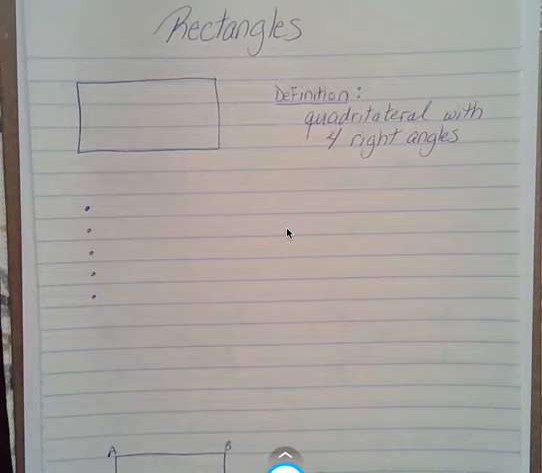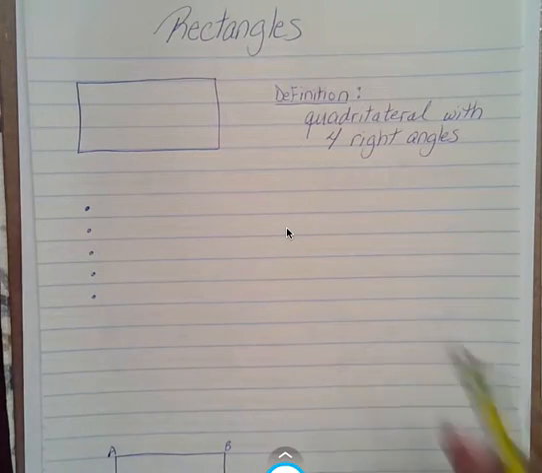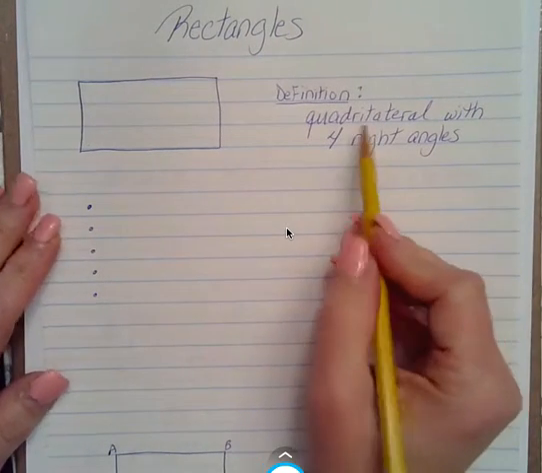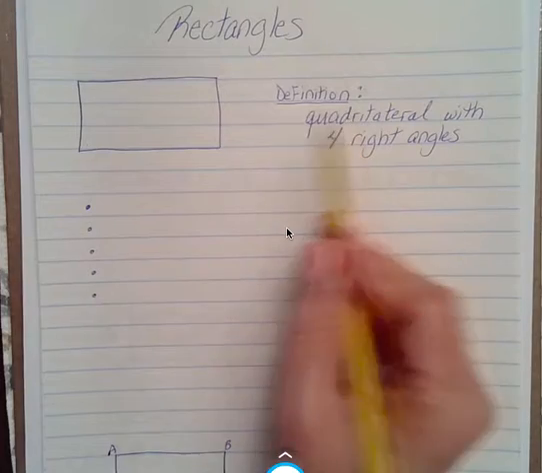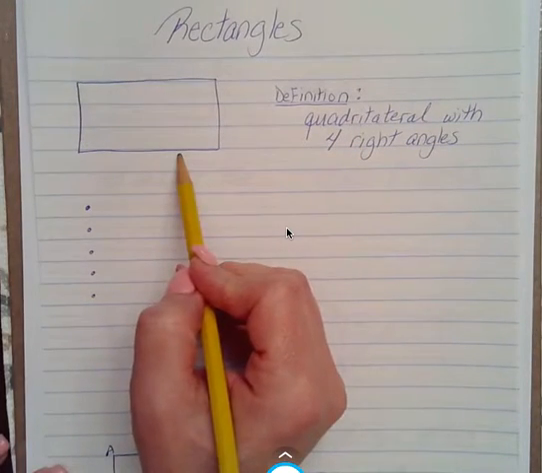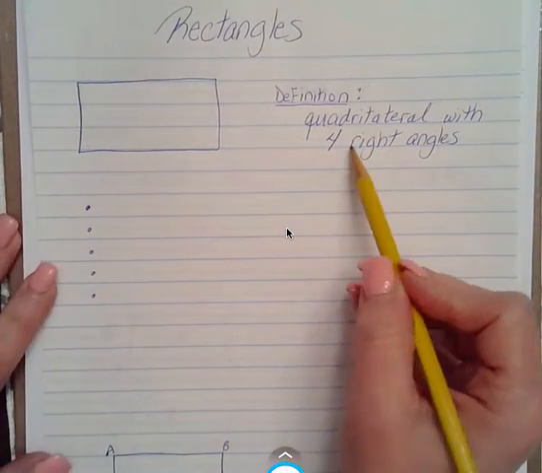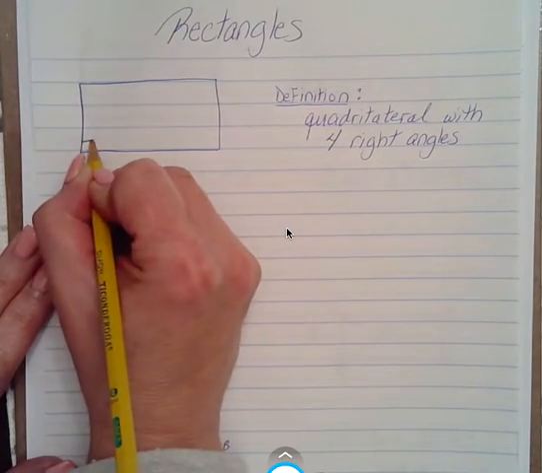Hi everybody. I am going to teach you some properties of rectangles right now. So let's start with the definition of a rectangle, which you all probably know. A rectangle is a quadrilateral, so 1, 2, 3, 4 sides, and it has 4 right angles. So let's put those right angles in here.